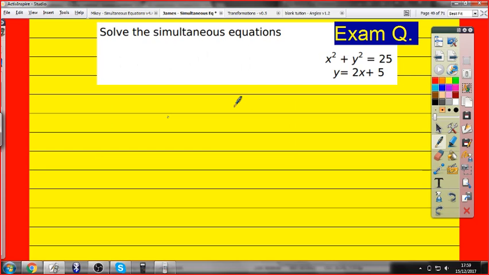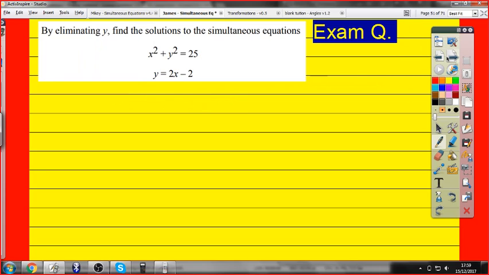This one, exact same idea. y is 2x plus 5. So instead of writing y squared, you write (2x plus 5) squared. You expand it out, factorize, get the two answers, and use those to get the two y's. This one exactly the same.